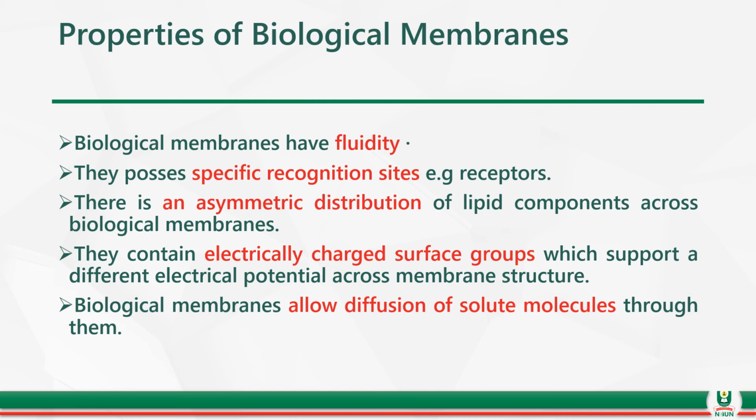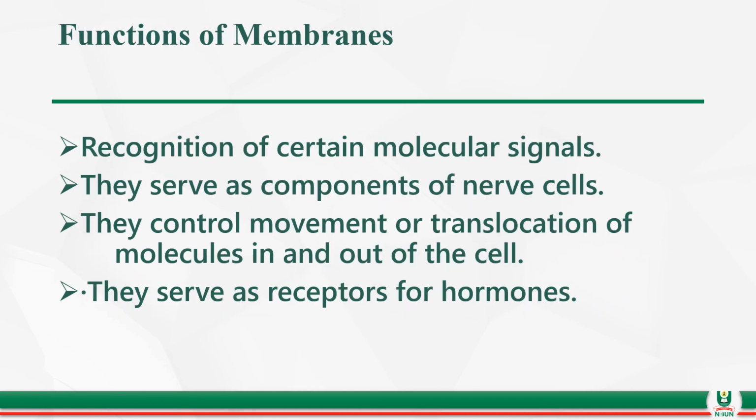So we can say that membranes have fluidity, they have specific recognition sites, there is asymmetric distribution of lipid components, they contain electrically charged surface groups, and biological membranes also allow diffusion of solutes through them. Next, the functions of membrane. Just like their properties, their functions are able to occur because of the properties they have. Recognition of certain molecular signals.